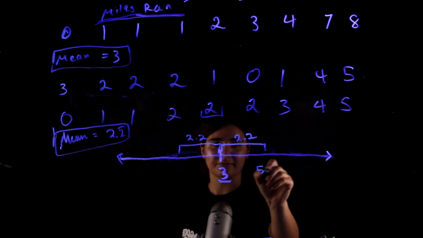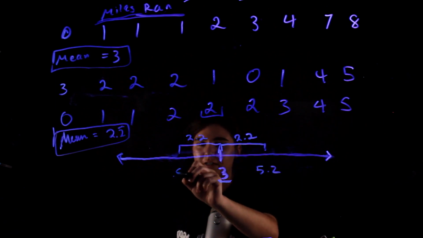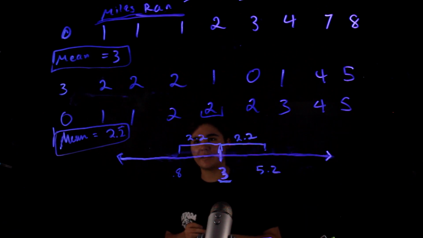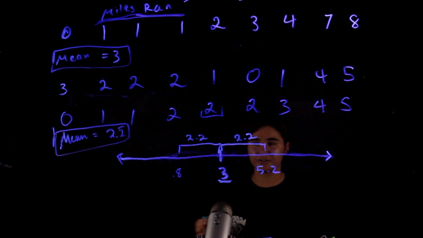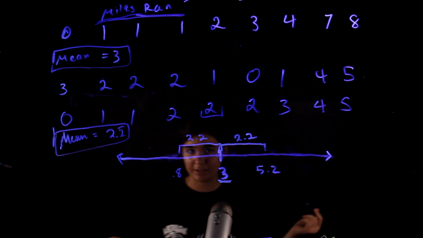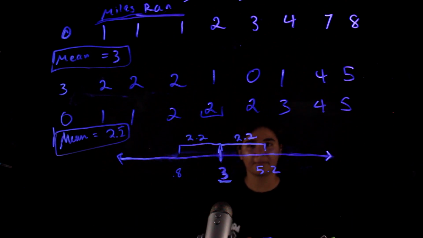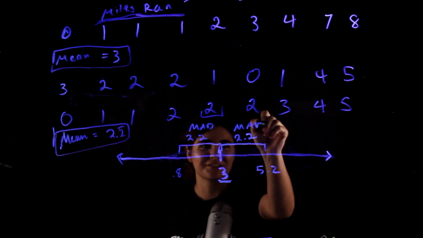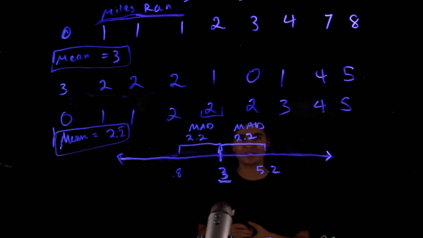So this is going to be 5.2, and this is going to be 0.8. And in math, there's a word for this kind of process or formula, called the mean absolute deviation, or MAD for short, and that's what this is. This is the MAD of the original data set. So let's just do a quick recap and summary of what we did.